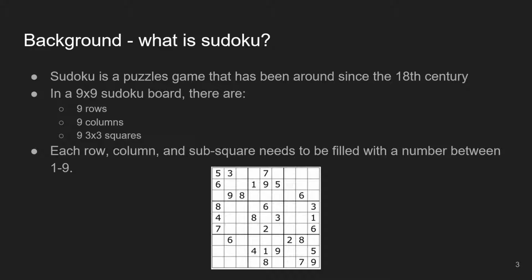For those that don't know, Sudoku is a puzzle game that has been around since the 18th century. There are a bunch of different Sudoku boards, but one of the most common ones is a 9x9 board. That means that there are 9 rows, 9 columns, and 9 3x3 squares. The way you play is that each row, column, and subsquare need to be filled with a number between 1 and 9, and no number can be repeated. So no row can have 2 3s, for example.